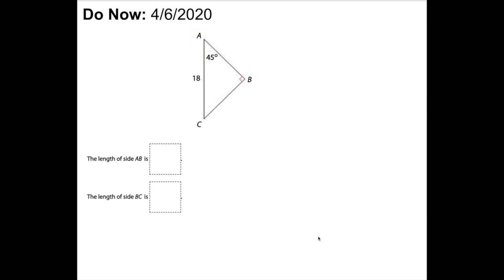So in this Do Now, we're given a triangle. We know that it's a right triangle based on angle ABC. We know that angle BAC, or CAB, depending on how you want to call it, is 45 degrees. And what I want you to do is find the side lengths of AB and BC. Okay, so pause the video, find those two side lengths, and then when you're ready, unpause, and I'll show you what I got.